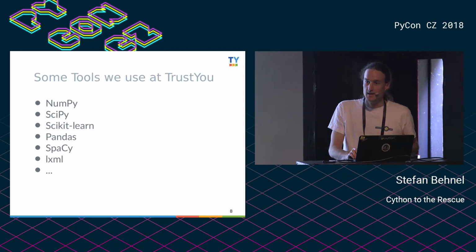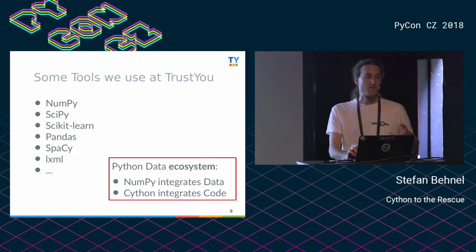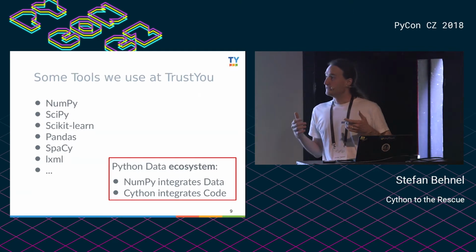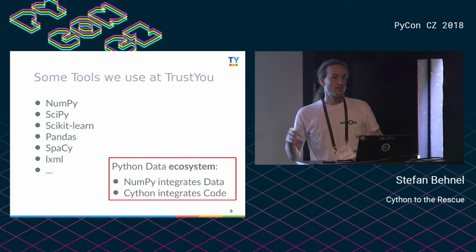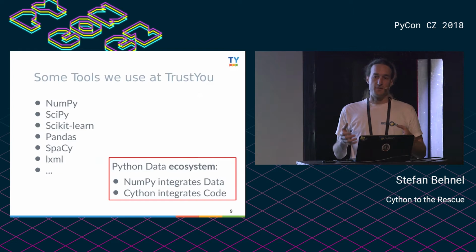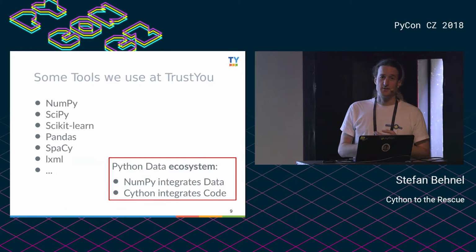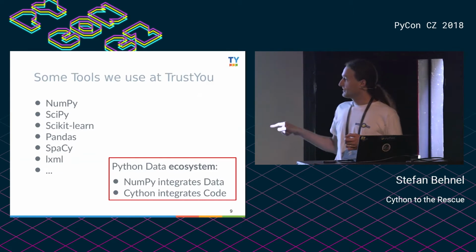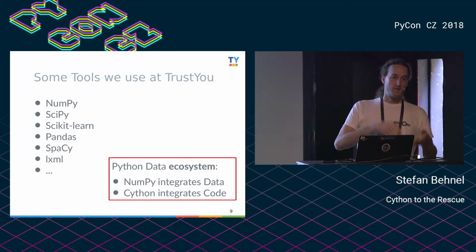So when you look at the Python data ecosystem, what you can see is that it's an ecosystem because it's integrated, okay? So the thing is, it's such a great ecosystem because it has an excellent data integration layer. All of these tools can share data through NumPy. NumPy is their way of passing around data, of processing data, of sharing data, passing data into native libraries. So NumPy integrates the data in this ecosystem, but Cython is the one that integrates code. It integrates external code, native code, into the Python ecosystem.